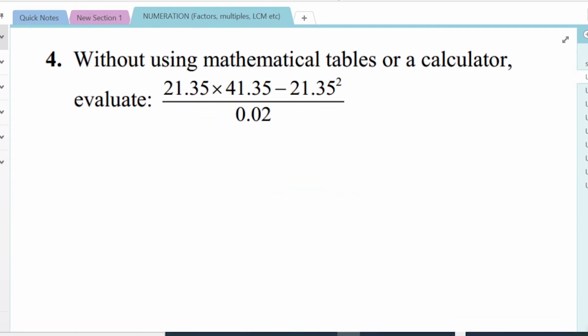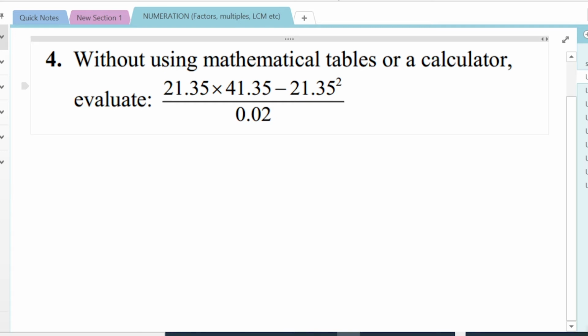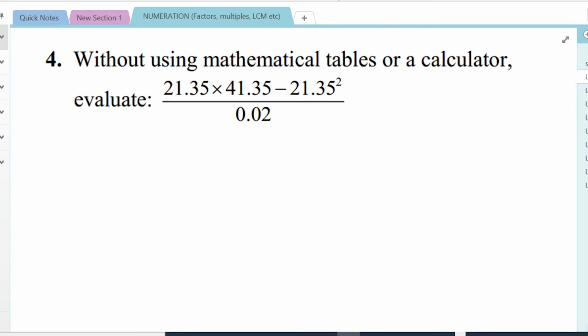Okay. So without using mathematical tables or a calculator, evaluate that. Now, when you look at a question like that one, somebody can simply get a calculator, punch in these figures, and get the answer. If you just punch in your calculator, you'll get the correct answer, but the question insists without using mathematical tables or calculator.